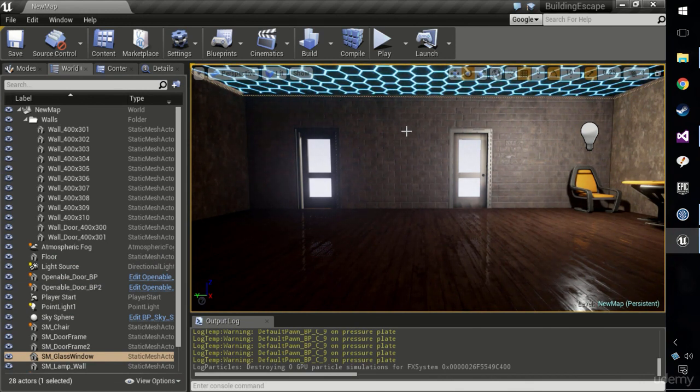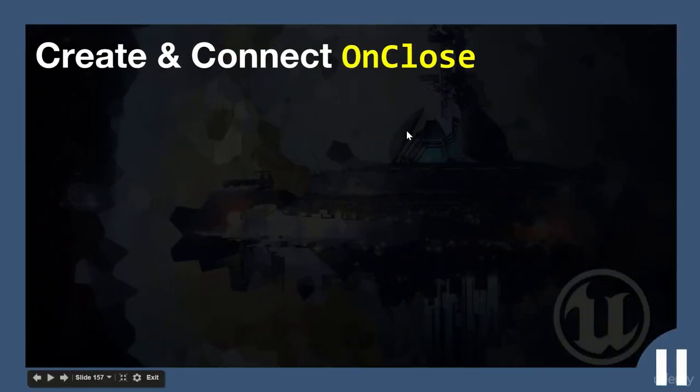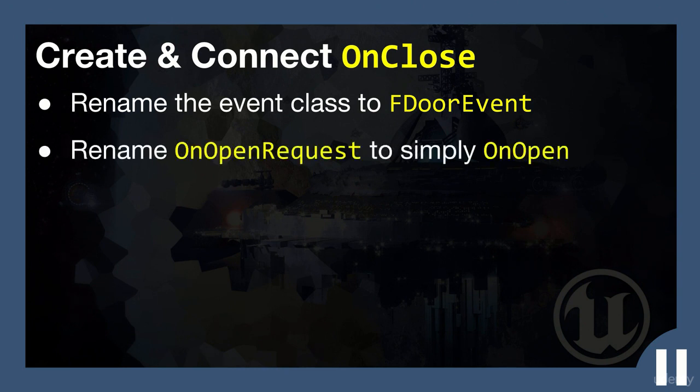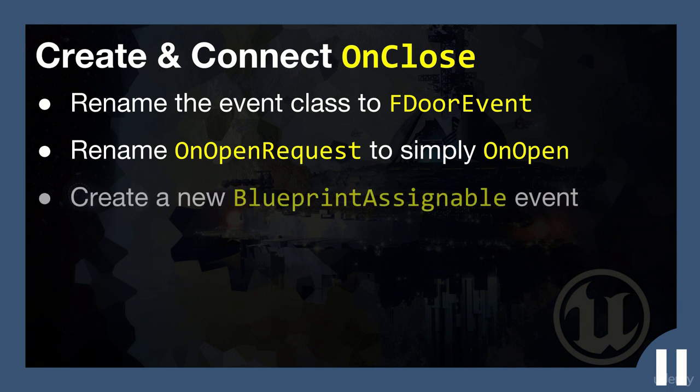Now, over to you. I want you to do the following challenge. Create and connect onClose. I want you to finish this off. So I suggest you rename the event class to FDoorEvent. It no longer makes sense for it to be talking about open door when the event is both going to be responsible for, or the class is going to be responsible for, open and close events. So don't be afraid to do a rename. Rename the onOpenRequest to simply onOpen.